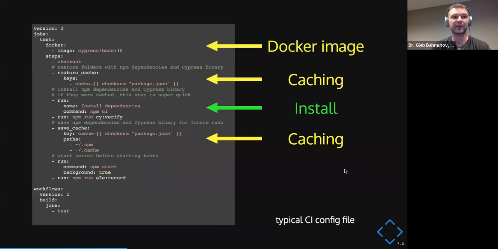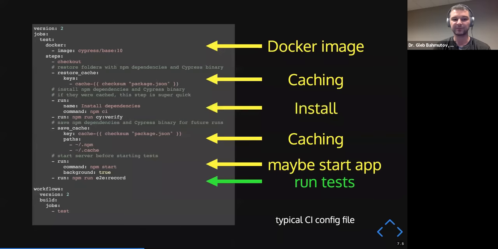In between the cache commands, you need to run the npm install command. Sometimes you need to start the server to serve your web application or build it before running the tests. In this case, the start command should run in the background. Finally, we can start our end-to-end tests.